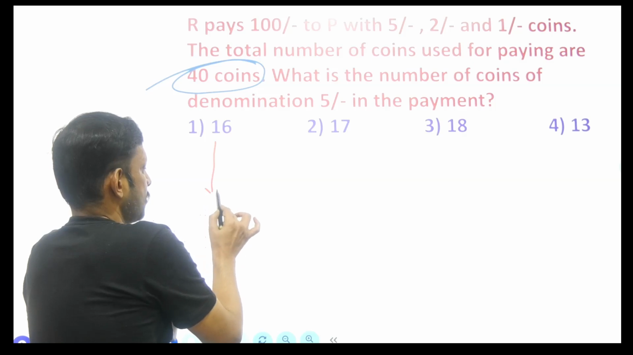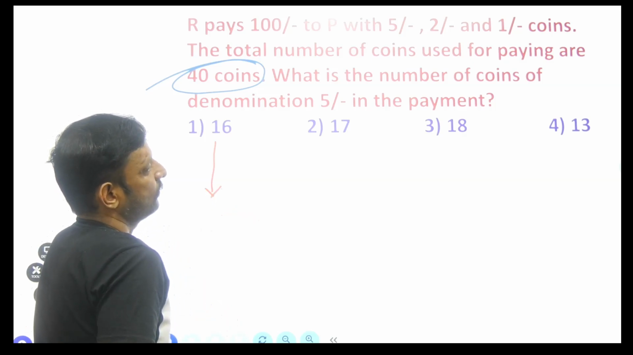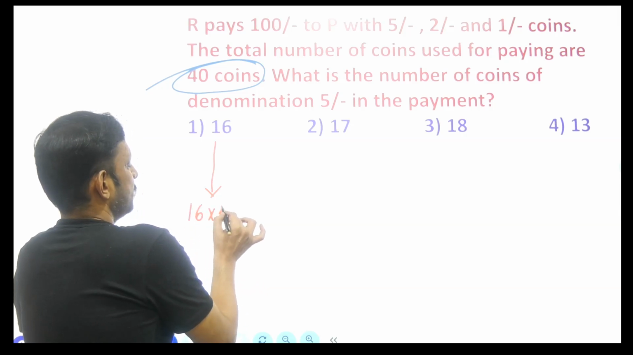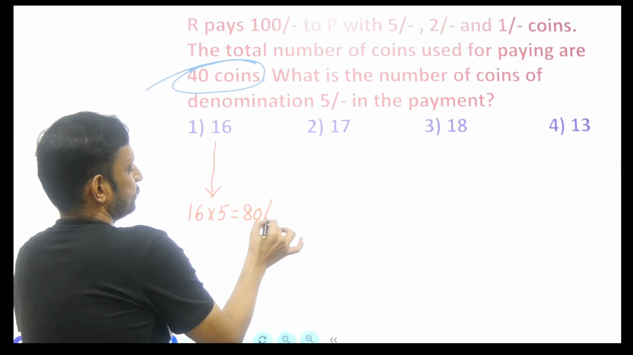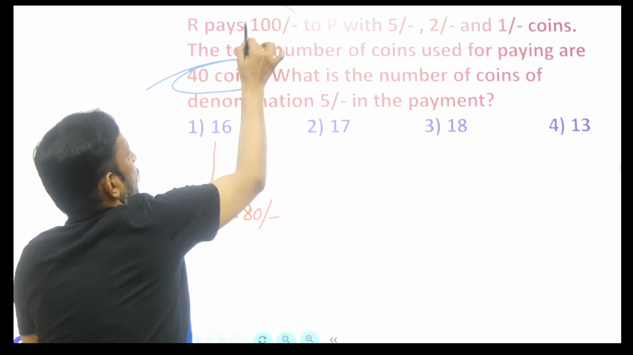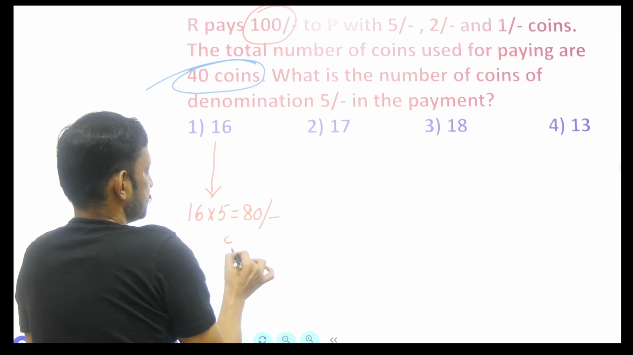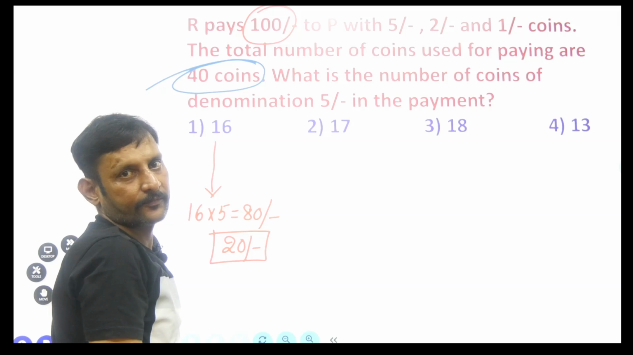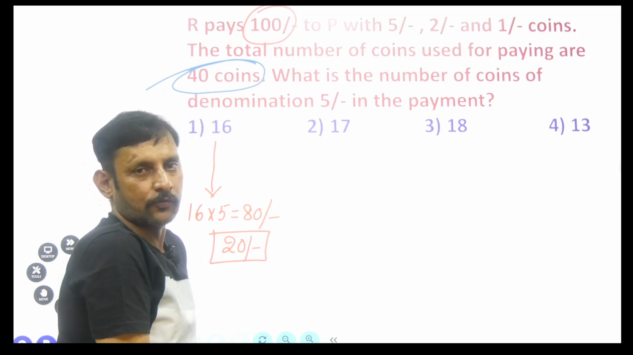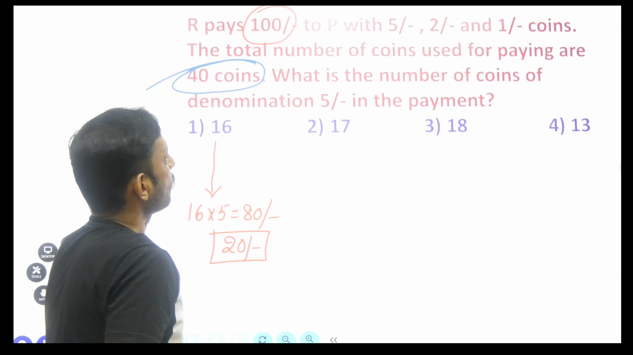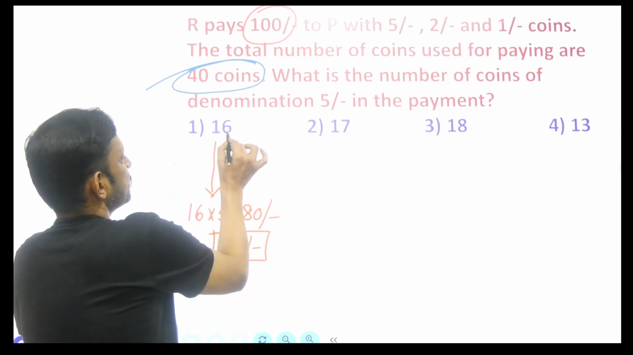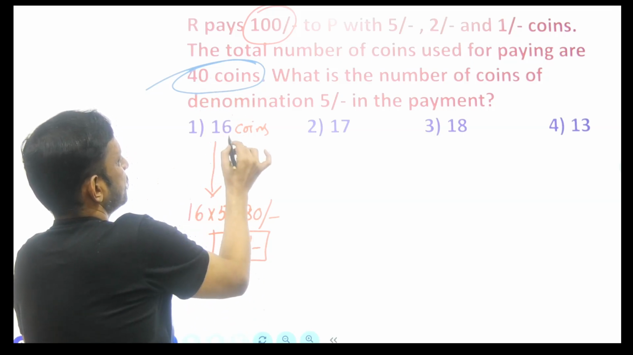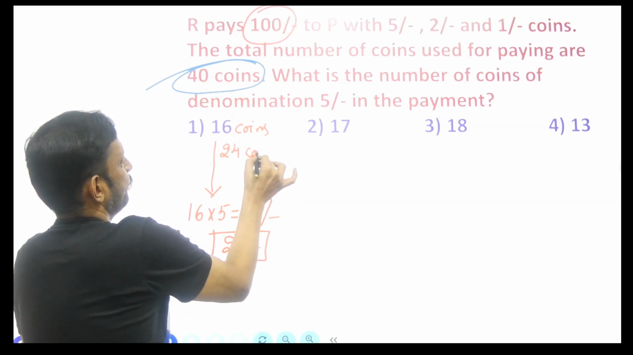Let us see the first option, 16 coins of 5 rupee denomination. So here the amount becomes 16 into 5, 80 rupees. Out of 100 rupees, it makes 80, so still 20 rupees is left, in the form of 2 rupee coins and 1 rupee coins. And how many coins are left? Out of 40, the remaining coins, 40 minus 16, 24 coins are left.